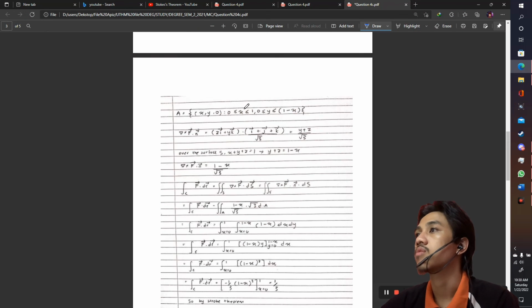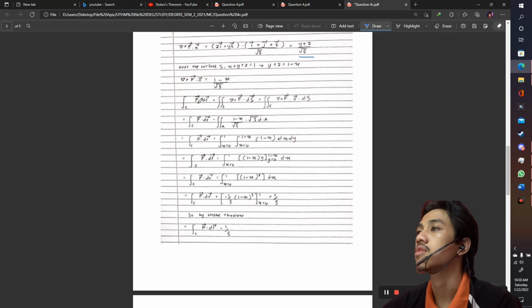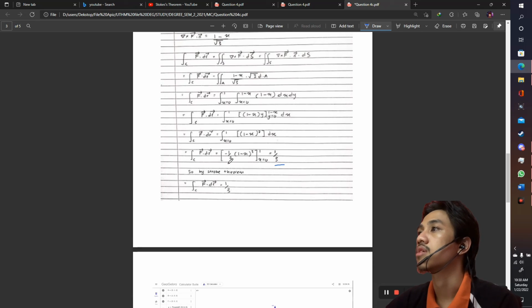A is equal to (x, y), 0 less than x less than 1. So curl F dot n is equal to zi + yk, and then we get (y + z) over square root of 3, over the surface S. x + y + z = 1, and y + z is equal to 1 minus x. So then we get curl F dot n equal to (1 - x) over square root of 3. Then the integral of F dr is equal to the double integral of curl F dot n dS. So we derive it, we solve it, and we get the answer 1 over 3.